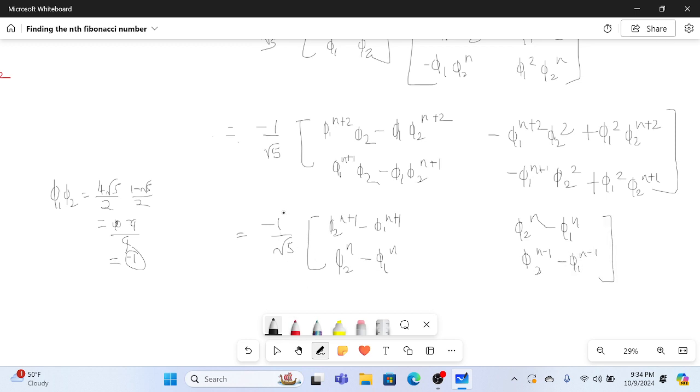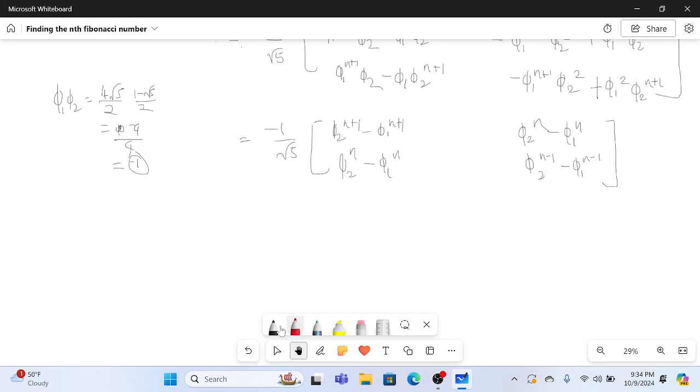If I use this minus sign and also multiply with the constant, this will basically be phi 1 to the power n plus 1 minus phi 2 to the power n plus 1 by root 5. This is phi 1 to the power n minus phi 2 to the power n by root 5. This is phi 1 to the power n minus phi 2 to the power n by root 5.